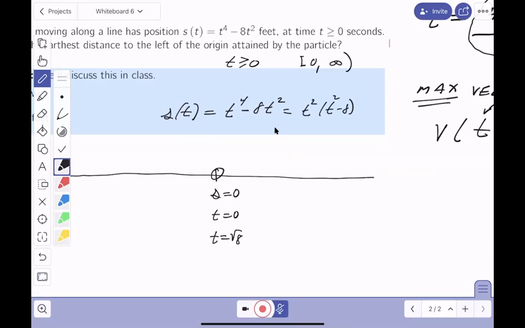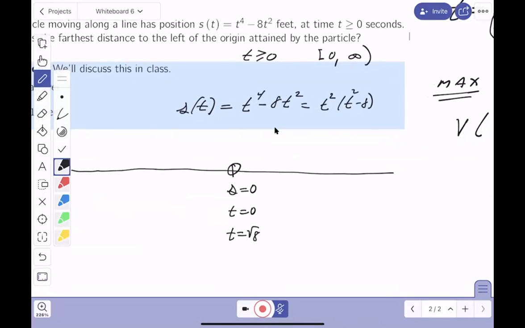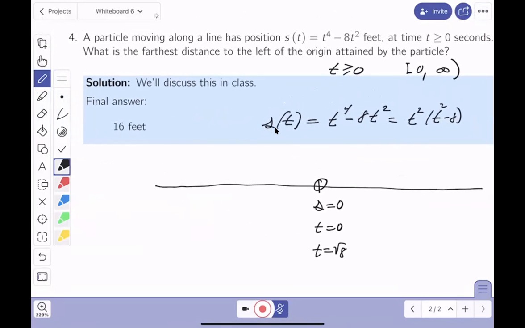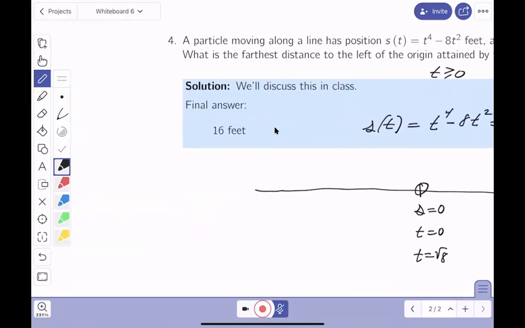All right, so at 0, it's at the origin, and at t equals root 8, it's at the origin. So it's at the origin twice. So then the next question is, well, what is their question? Well, now they're talking about this thing moving around to the left and to the right. So what I would like to do is look at the velocity function now. So velocity. So how do I do that?